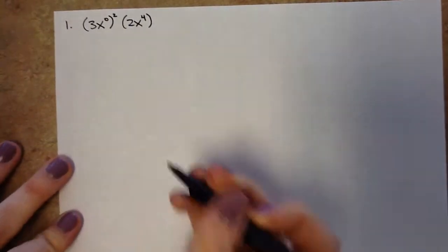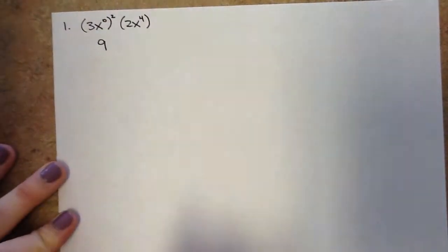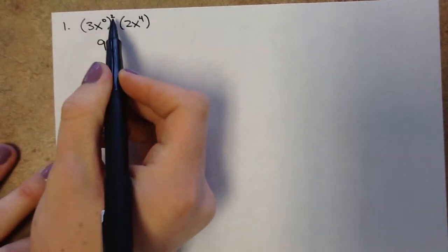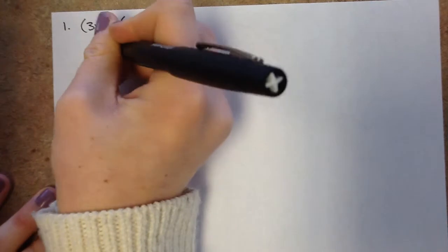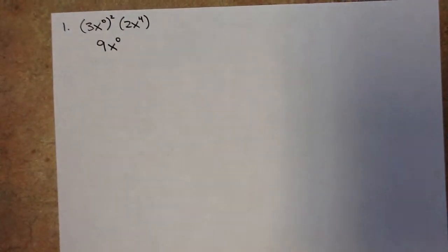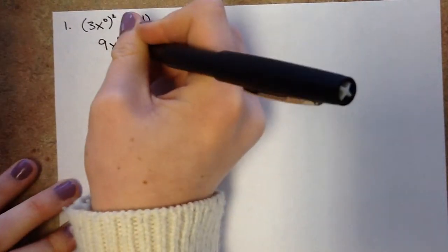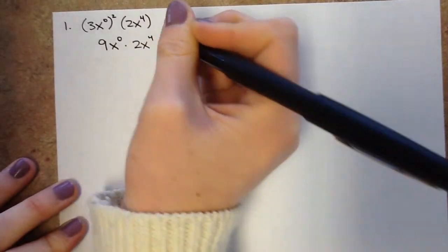So you take the 3 and you square it. So that gives you 9, and then you take the x to the 0 and you square it, so you multiply those exponents together. So 0 times 2 still gives you 0. All right, and then times 2x to the 4th. Okay, so here's how these properties work.